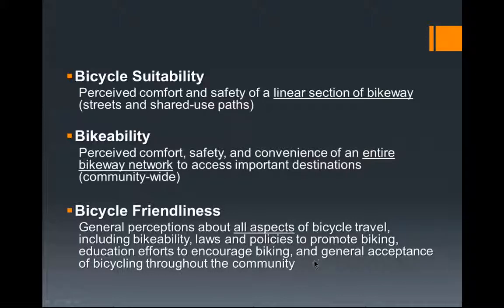Bicycle friendliness is an assessment of all aspects of bicycle travel, particularly assessing the general acceptance of bicycling in the community. Now, these three levels of assessment have a similar and parallel assessment with walking. You could say that a roadway is suitable for walking, that a neighborhood or community is walkable, meaning that it has perceived comfort and safety and is good for accessing important destinations, and you could say that a community is pedestrian friendly. And these three levels we're now looking at with bicycle suitability, bikeability, and bicycle friendliness. The focus of our tools deal with bicycle suitability.